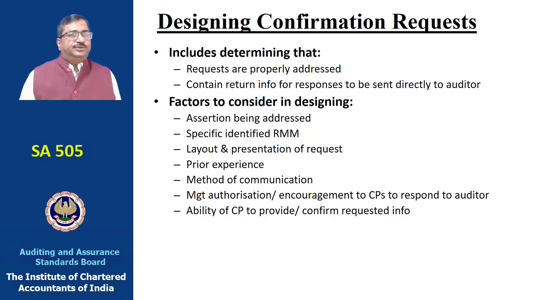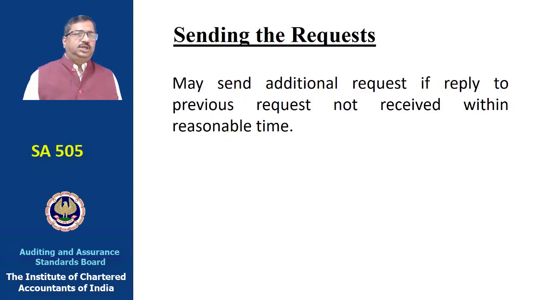And then the ability of the confirming party to provide or confirm the requested information. Say, for example, in what condition that person is, whether the company is running or not, is there any, what you can say, lockout in the company, is there any problem with the company. One has to really see this particular aspect, and accordingly the overall procedure has to be designed. The auditor may send additional requests if the response is not received for the previous request which was made, and thus proper follow-up will be made.